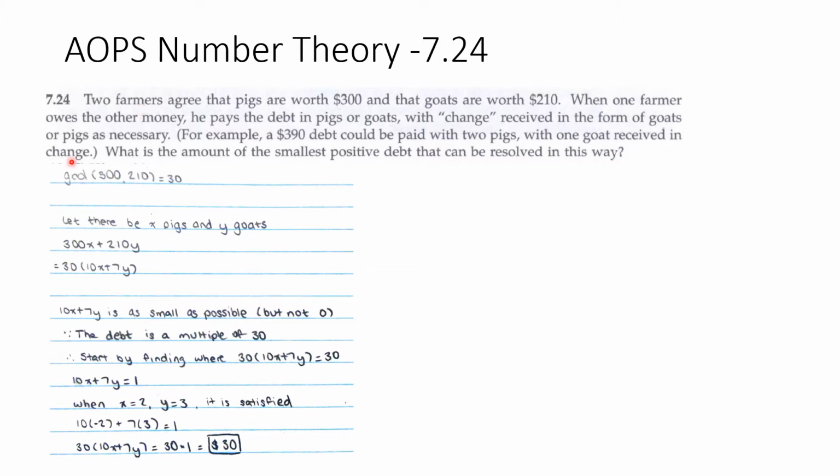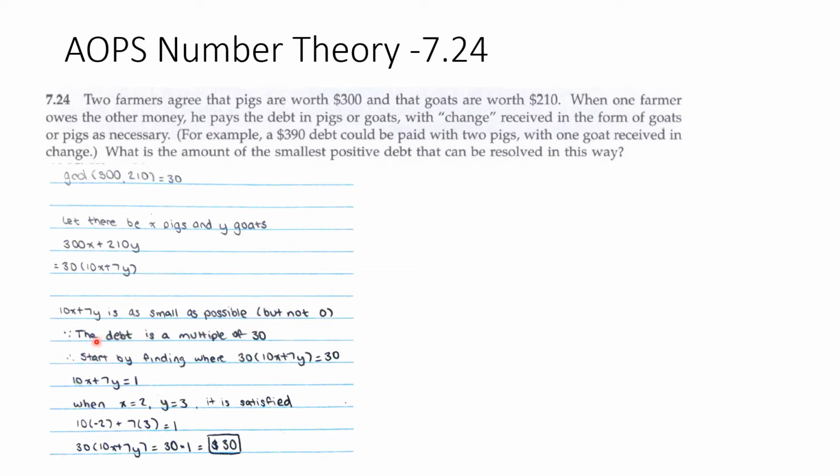So the GCD of 300 and 210, which is how much pigs and goats are worth, is 30. So let there be x pigs and y goats. So 300x plus 210y, if that's the debt, can be factored into 30 times (10x plus 7y). So we want 10x plus 7y to be as small as possible, but not 0.